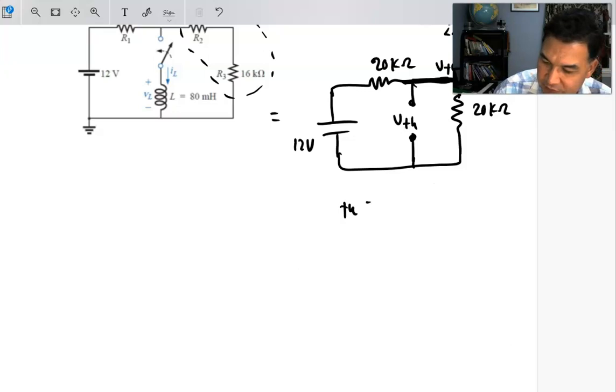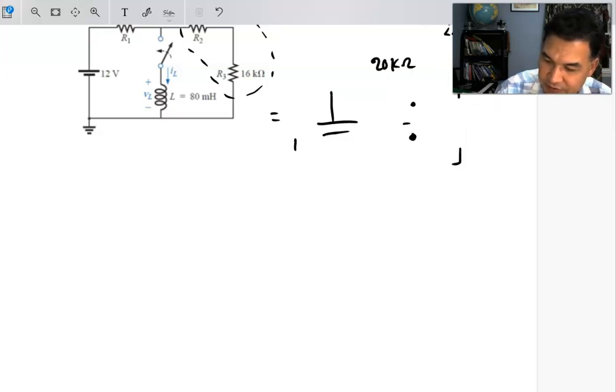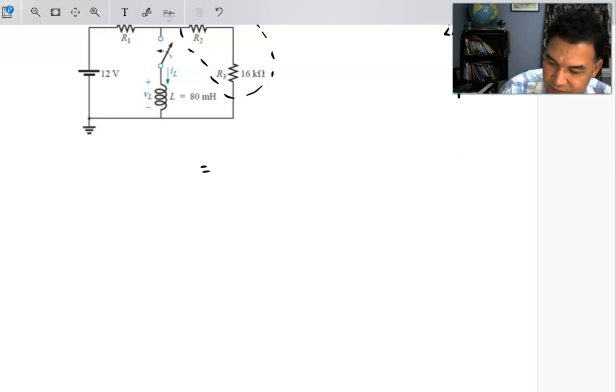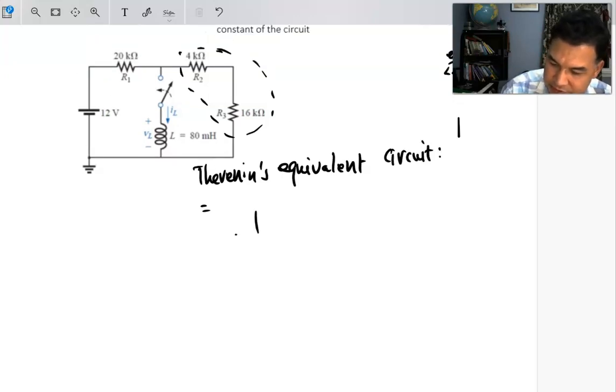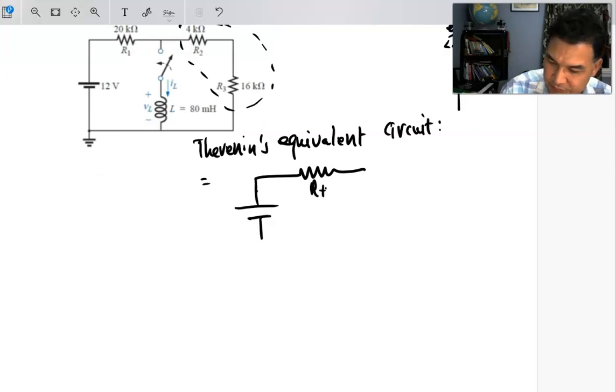Once you find the equivalent voltage and resistance, the Thevenin's equivalent circuit becomes this. The Thevenin's equivalent circuit will be like this: a single voltage source, which is Thevenin's voltage, VTH, in series with a Thevenin's equivalent resistance. This is your VTH, which is 6 volts, and then this is the output, and then you put the load.